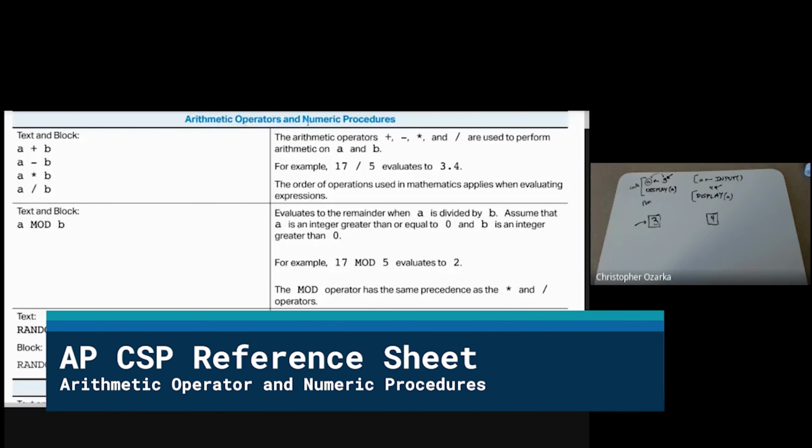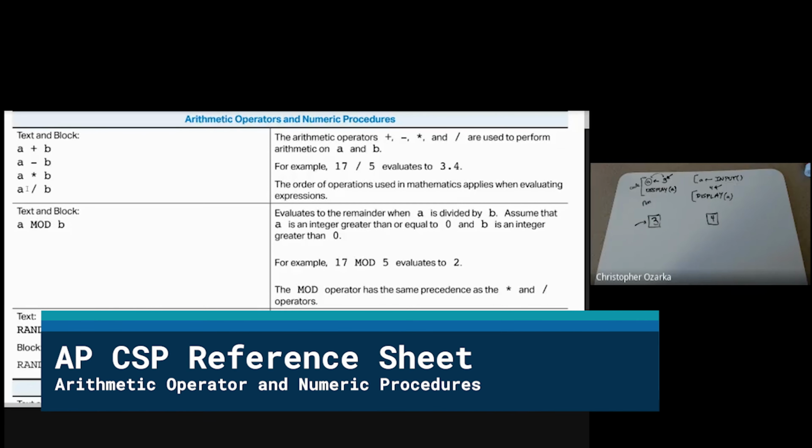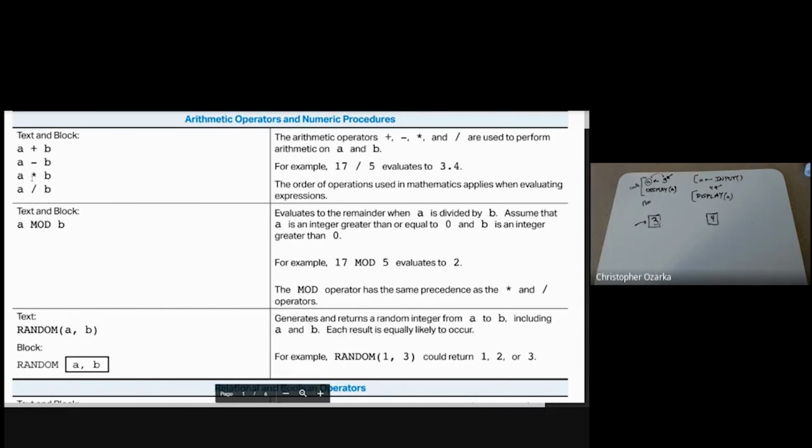Arithmetic operators and numeric procedures. Okay, this first one's all common sense, where it's a plus b, a minus b, a times b, a over b. It's literally just what it says. You know, it's dividing, it's adding, whatever it is.